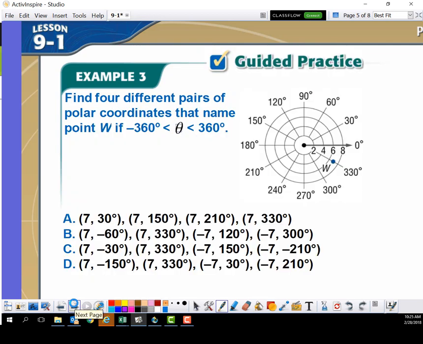This time we're in degrees, but go ahead and take a second and see if you can find the 4 different pairs of polar coordinates that name point W on the interval negative 360 to positive 360. Hopefully you actually did the work and found that the best representation of the 4 polar coordinates would be answer choice C. Hopefully everybody was good with the directed distance of 7 and negative 7. But if you need to go back and practice this, take some time and make sure that you're counting your angles correctly.